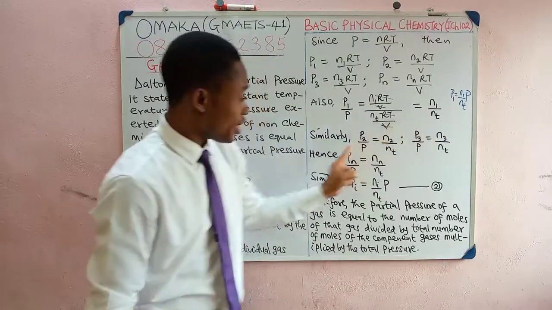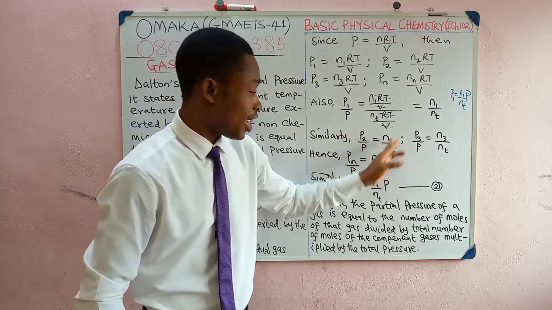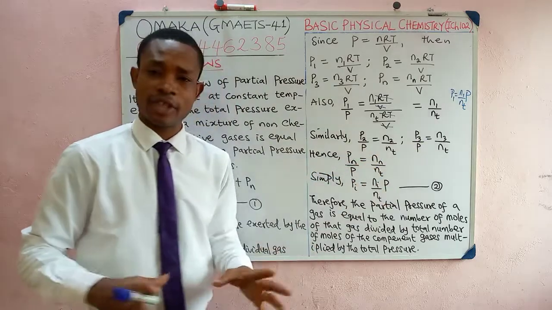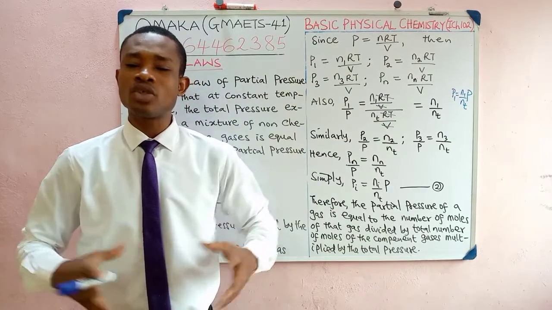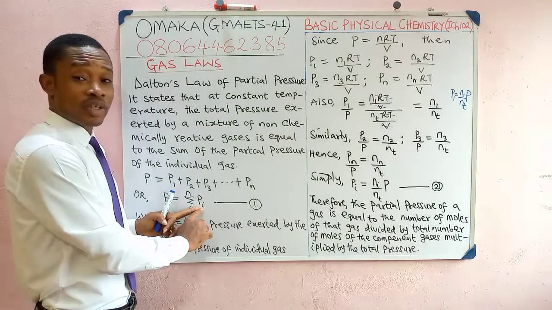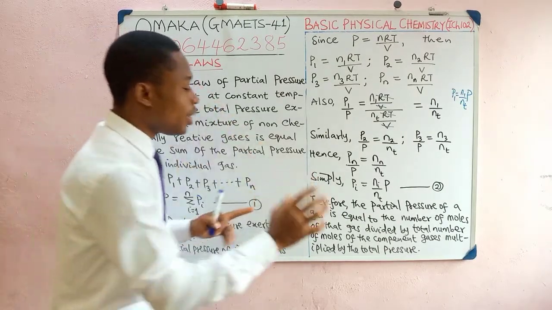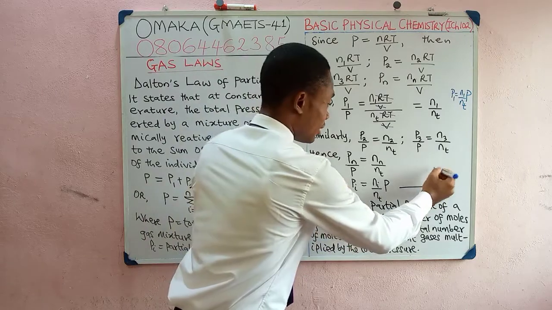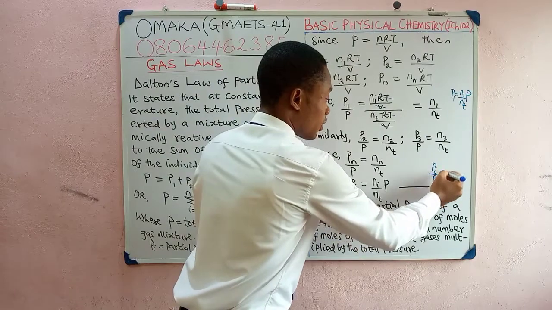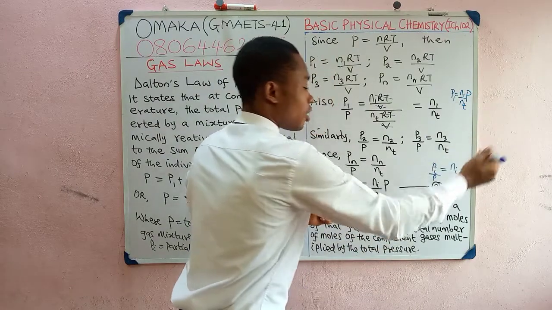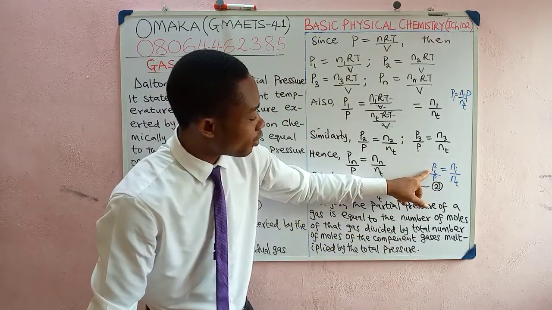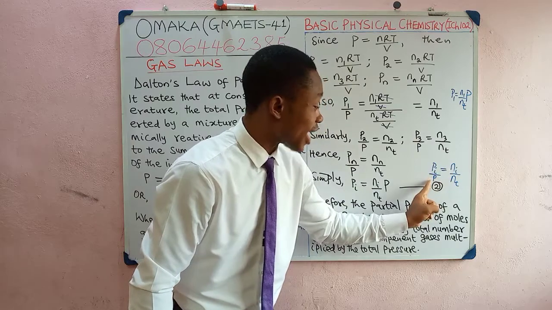Following what I explained here, it's similar for P2 over P, you're going to get n2 over nT, and then down to that of Pn over P equal to nn over nT. Now, with what we got, what do we want to do? For all the gases, you can simply refer to it as Pi, the partial pressure. So Pi, that is the partial pressure of the ith component, a particular gas, divided by total pressure, will be the number of moles of that ith component divided by the total number of moles. And if I make Pi the subject of the formula, I'll cross multiply to get ni over nT times total pressure.